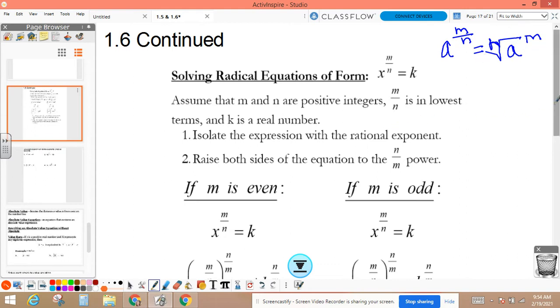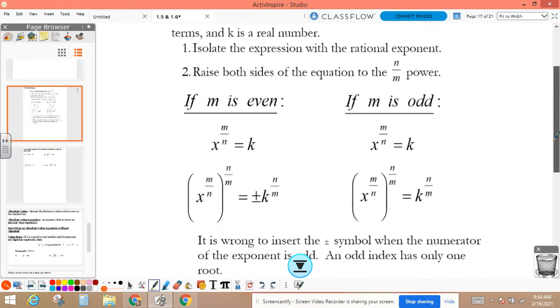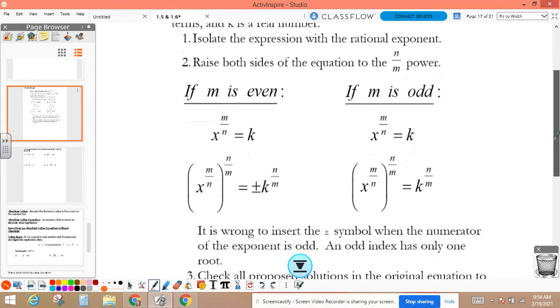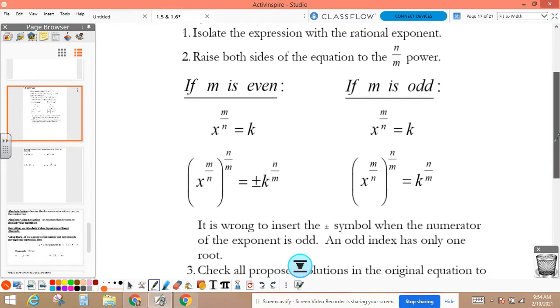All right, so what we're going to do is ignore half of the words because it makes it way worse than it needs to be. To solve when you have rational exponents, you're going to isolate the expression with the rational exponent. So basically get the variable by itself so that it looks something like this. And then you're going to raise both sides to the reciprocal power.